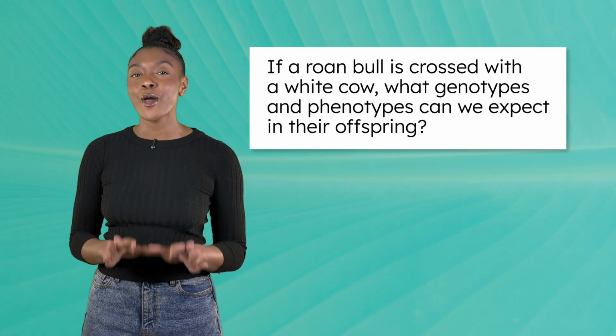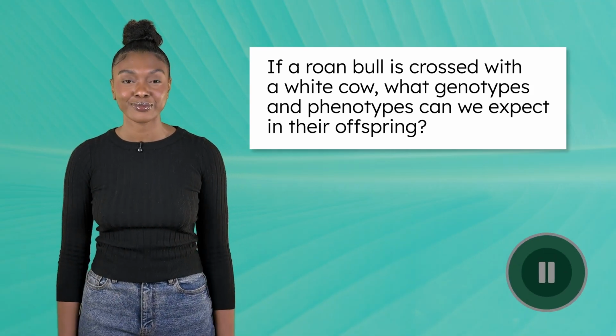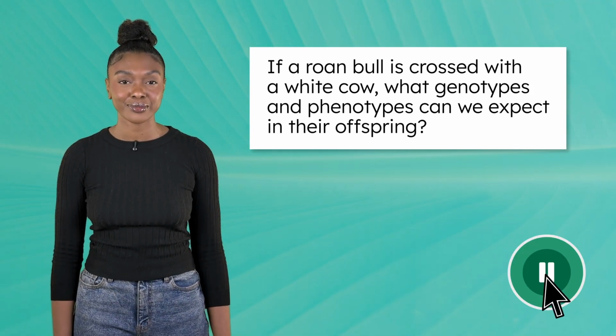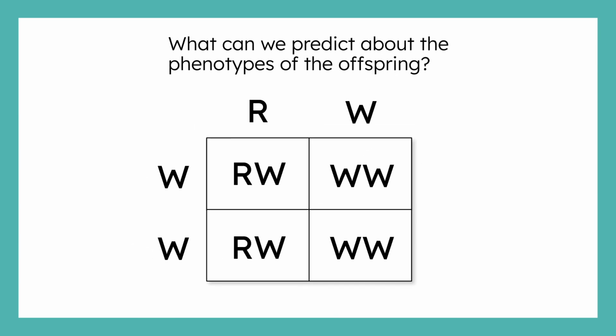If you feel comfortable, pause the video and complete the Punnett square in your guided notes. A roan bull is heterozygous, while a white cow is homozygous for a white coat. When we fill out our Punnett square, it looks like this. What can we predict about the phenotypes of the offspring?